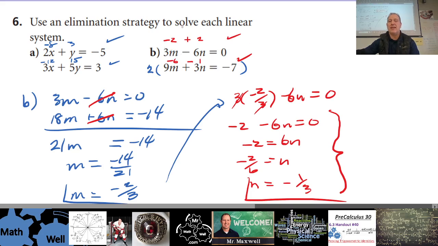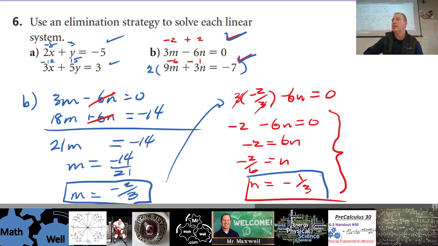Then to check, again, I just did an abbreviated check like I did last time. 3 times negative 2/3 would be negative 2, minus 6 times negative 1/3, that's 6 over 3, which is 2, so that's minus a negative 2, which is plus 2. So that one works there, and then they work for the second equation as well. So these are your answers. m is negative 2/3, n is negative 1/3.